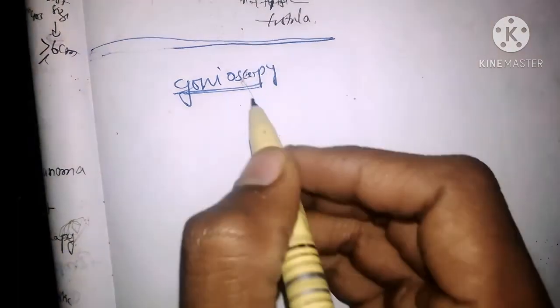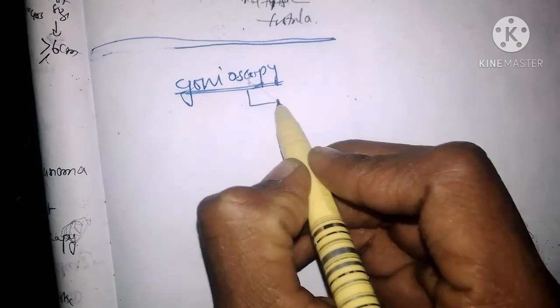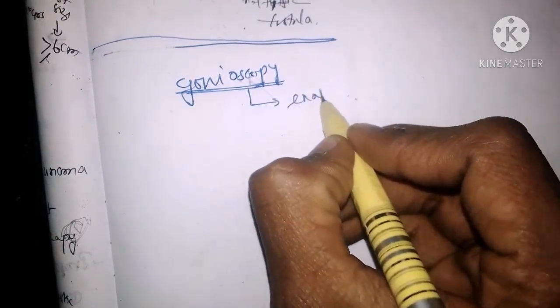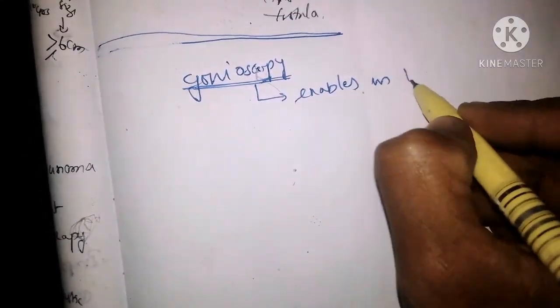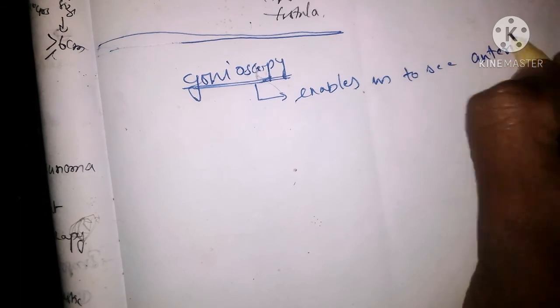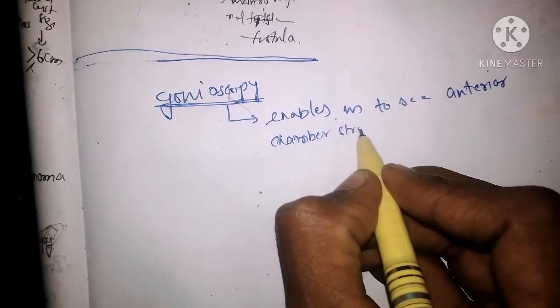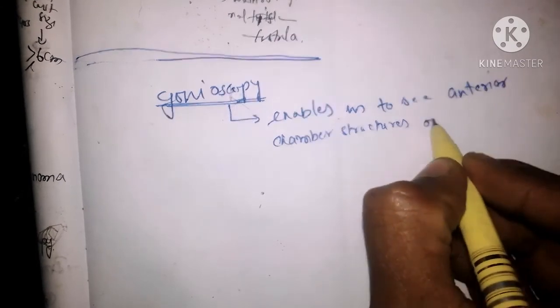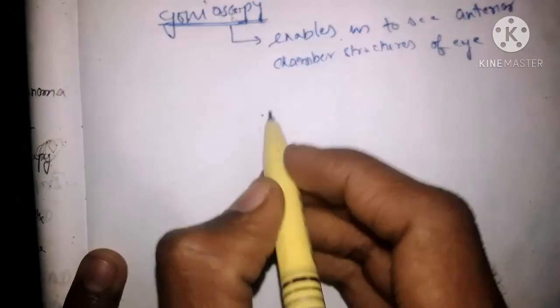Let us discuss gonioscopy. What is gonioscopy? Gonioscopy enables us to see anterior chamber structures of the eye.